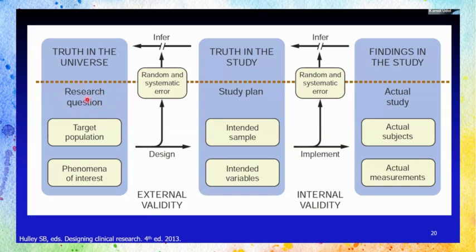And the research question will pertain to some particular population. We have the target population and some phenomena of interest. For example, we might have a question about the prevalence of some disease in a population. We might ask, what is the prevalence of high blood pressure or hypertension in the Thai population? So the target population is people in Thailand, and the phenomena of interest is high blood pressure or hypertension. So this will be the research question.